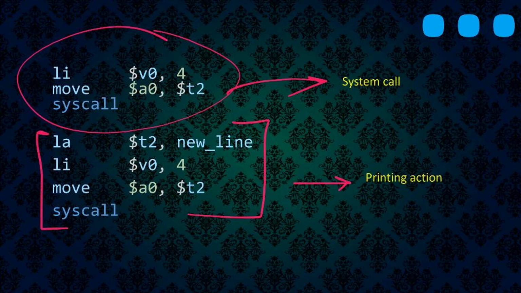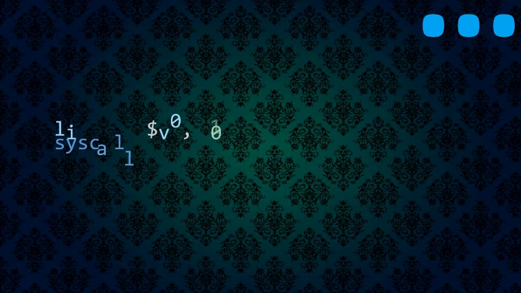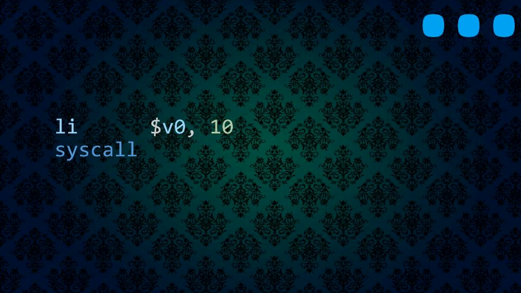For an additional step, I will print a new line at the end of the code just to make sure that it looks cool when the program reruns. And that's the end. If I put 10 in the V0 register and make a system call, that does the exit. And there we have it.